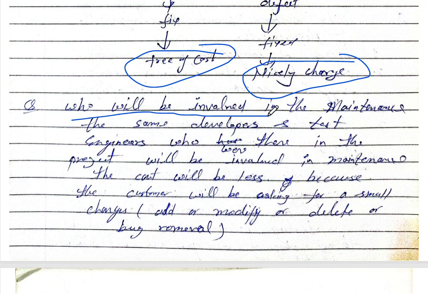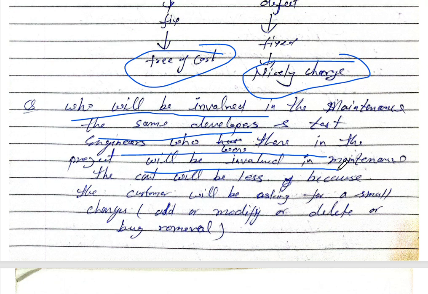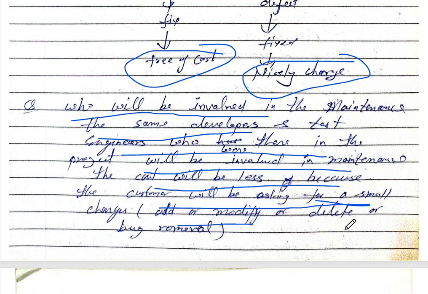Then who will be involved? The question is, who is involved in maintenance? The same developer and test engineer who were in the project will be involved in the maintenance, and the count will be less, because the customer is asking for a small change, like add some feature, modify some feature, or delete some feature.